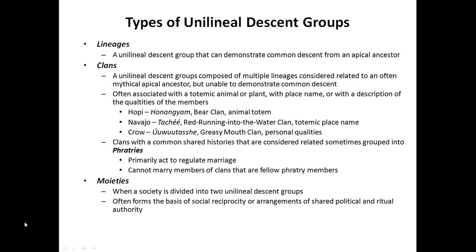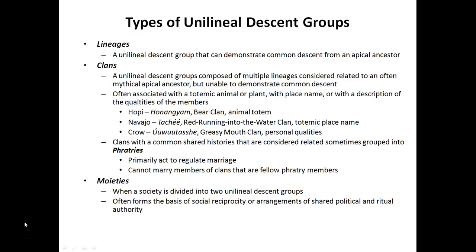So among the Hopi, there are the Honangyam, the Bear Clan, an animal totem related to the story of the emergence of this clan from the underworld and their initial encounter with a bear. Among the Navajo, there are the Tachi, the Red Running into the Water clan, a totemic place name, the place where the clan members first began to practice agriculture.